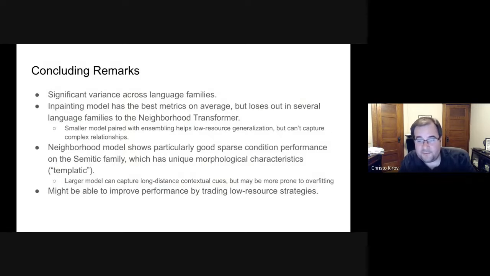In the future, resources permitting, it will be interesting to swap low resource strategies between the models. So, for example, it will be interesting to try the inpainting model with the benefit of additional hallucinated data, like we used for the transformer model. At the same time, it will be interesting to try the transformer model with the benefit of additional ensembling, like was used for the inpainting model.